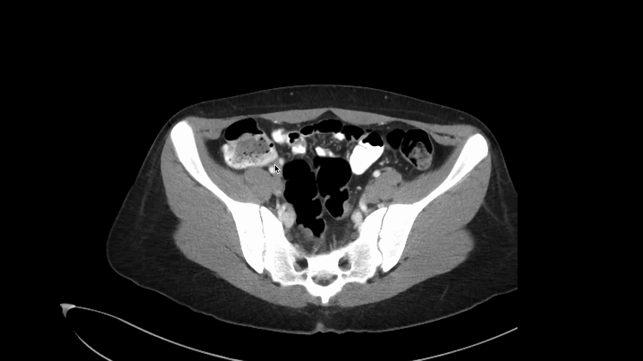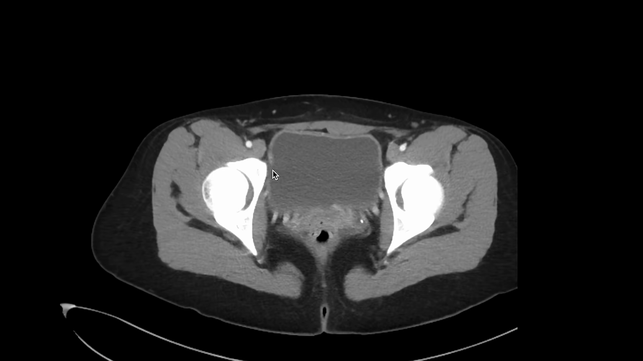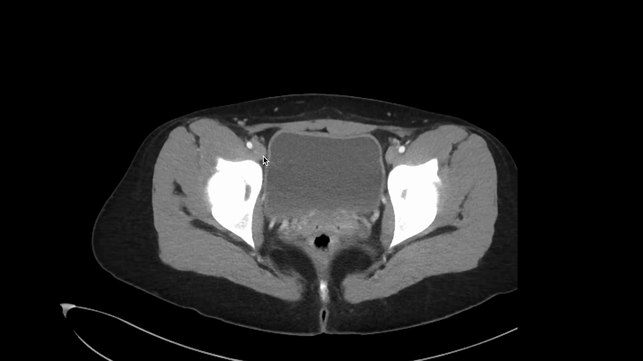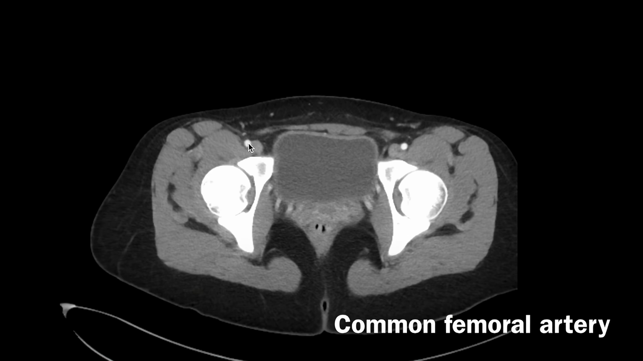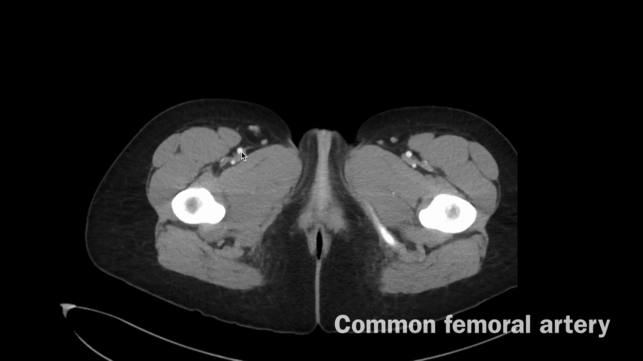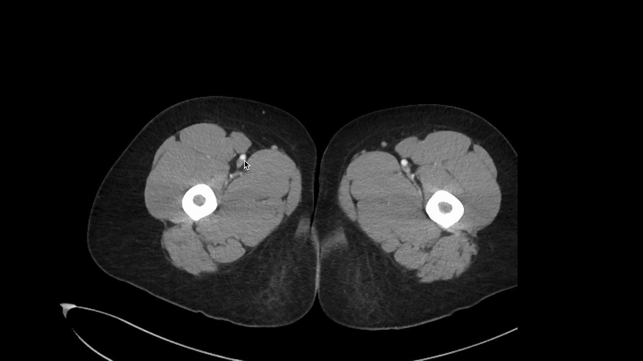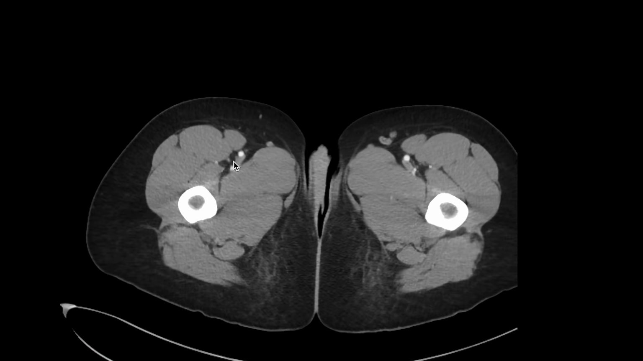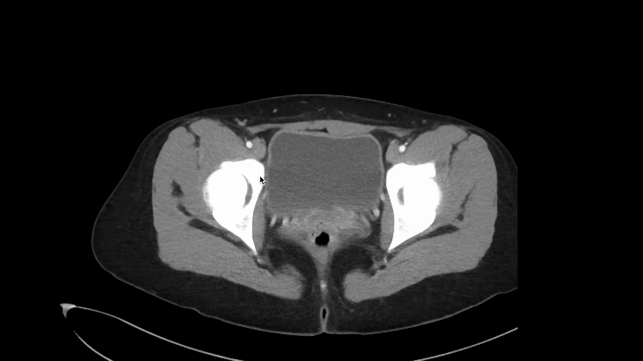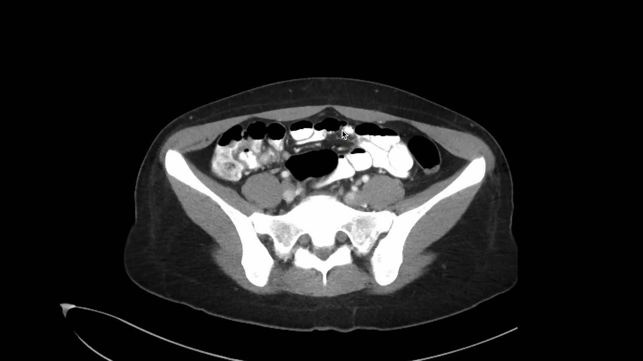We'll follow the external iliacs for now, which become, after it gives off the inferior epigastric, the common femoral artery, superficial femoral artery here, and the deep femoral artery more posteriorly. But again, don't worry about these things for now. Just know the basic anatomy.